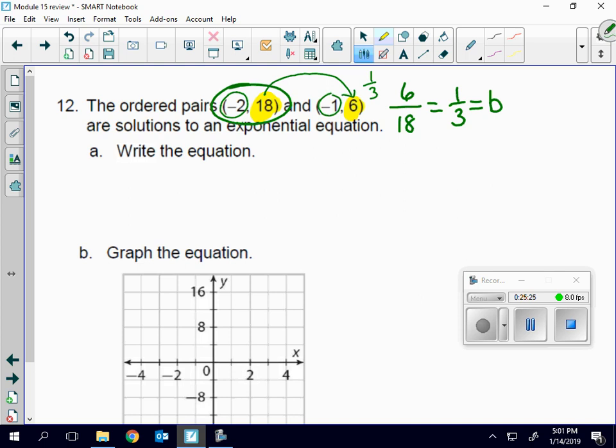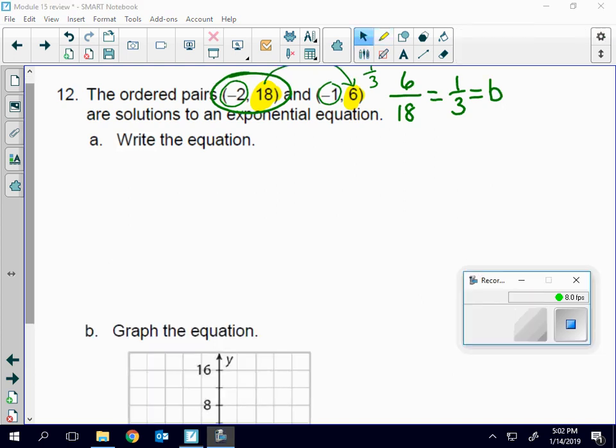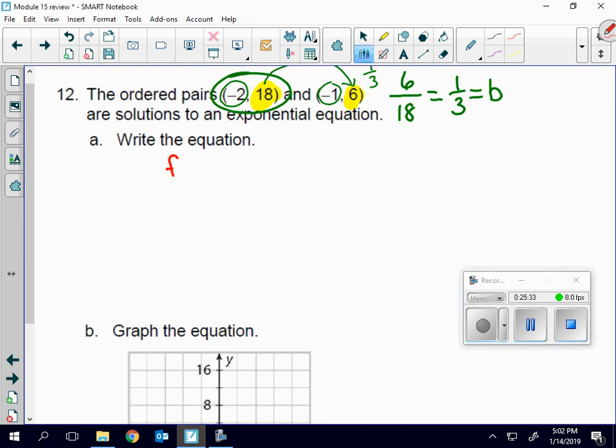So let's write out the equation. I moved b down a little bit so I have some room here. So first of all, I know an exponential equation looks like this. And I know the b already is 1/3, so I can plug that in there. And this is what I'm going to use for x and y, or f of x, if you will. So 18 equals, I don't know the a, but I'm going to multiply it times 1/3, all being raised to the x power, which is -2.